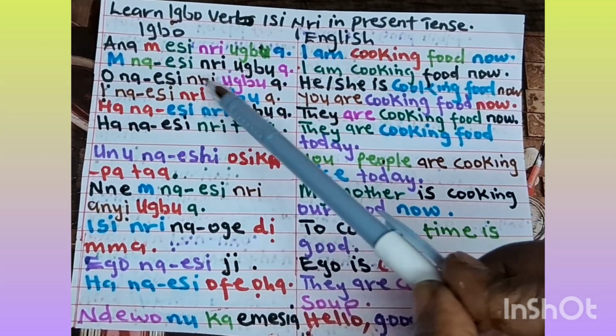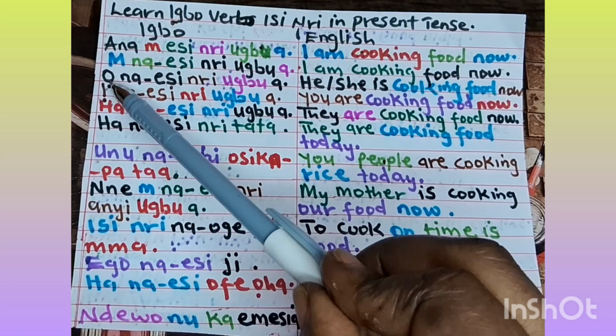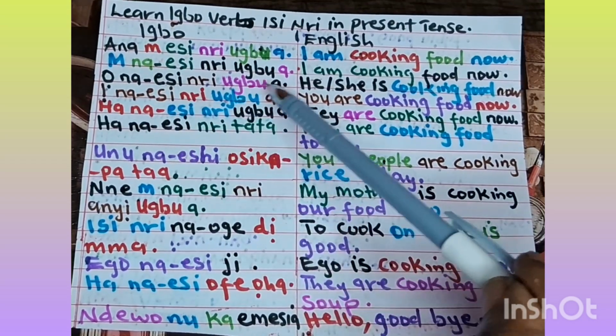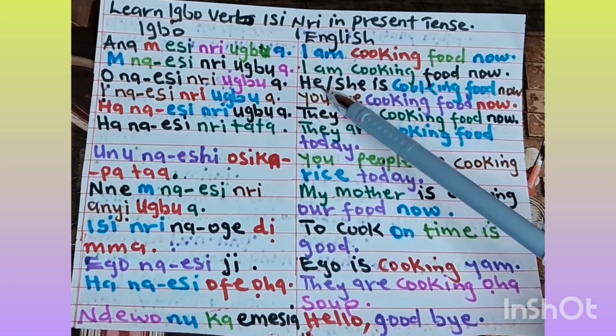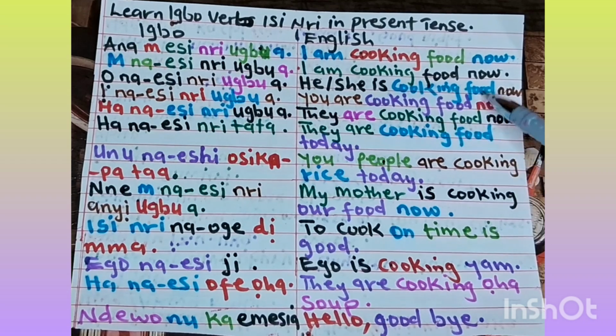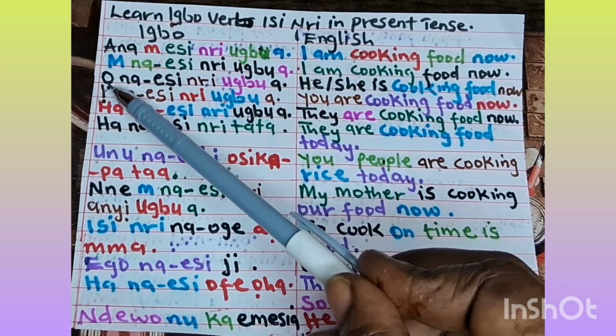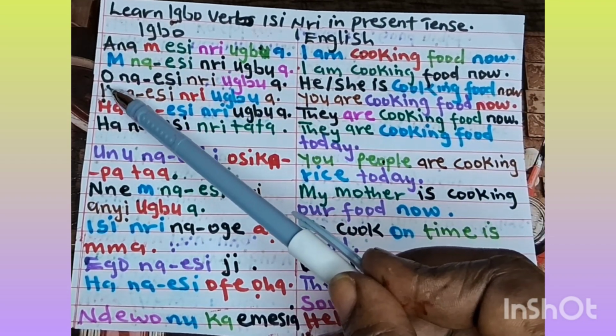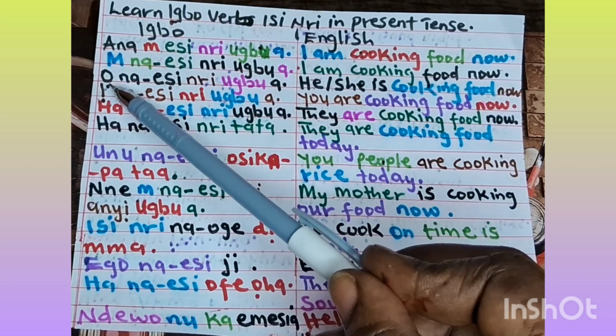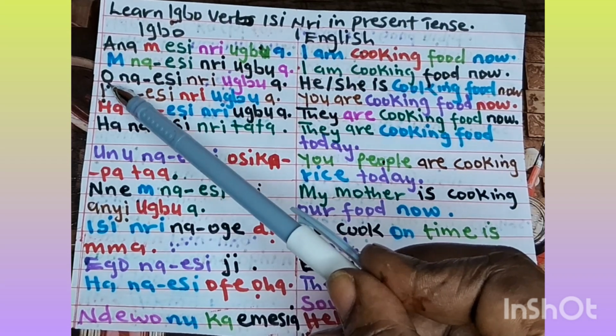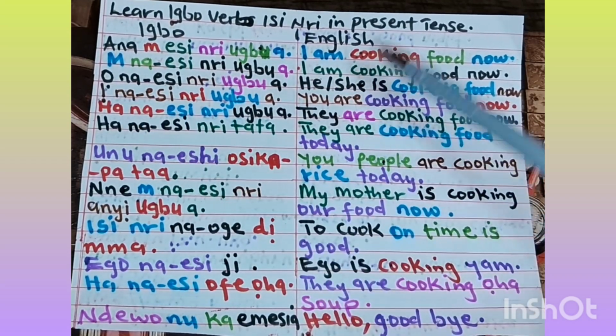Ona esi nri ugbu a. It means he or she is cooking food now. Remember, o is a pronoun in Igbo. You call it nochiaha. It represents he, she, and it.